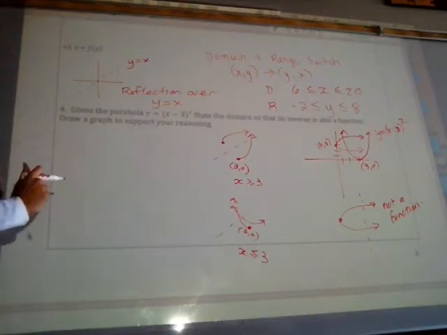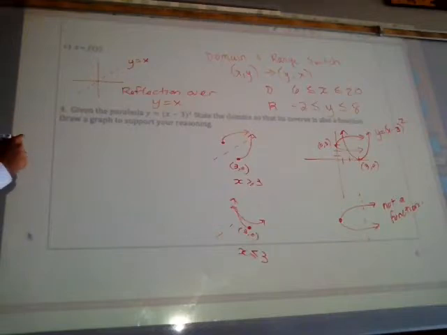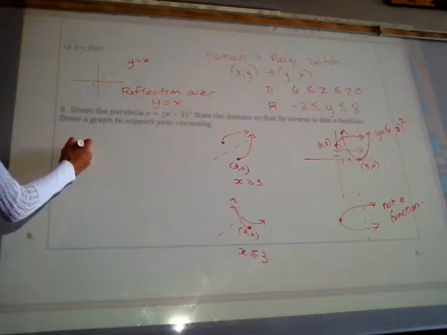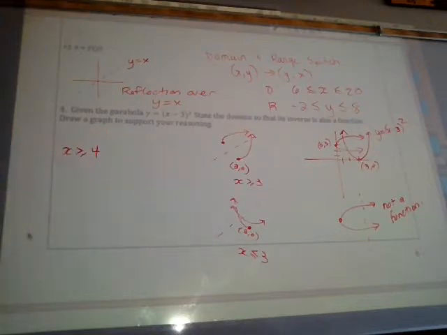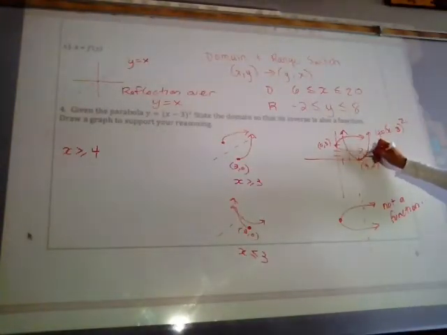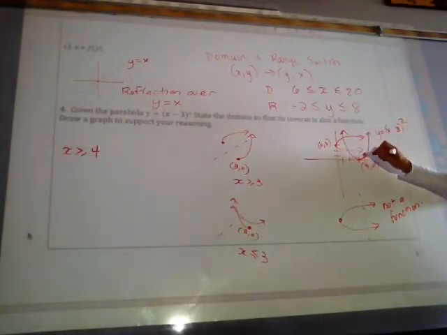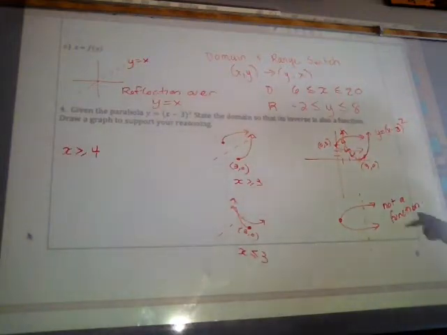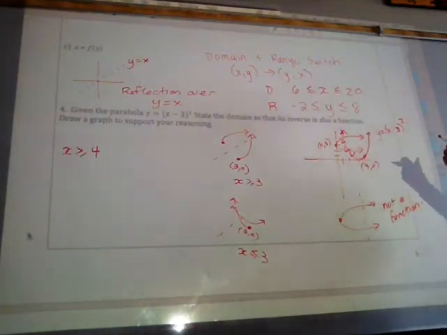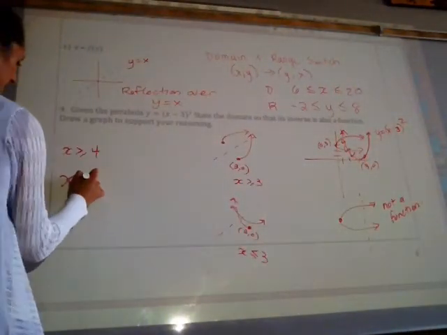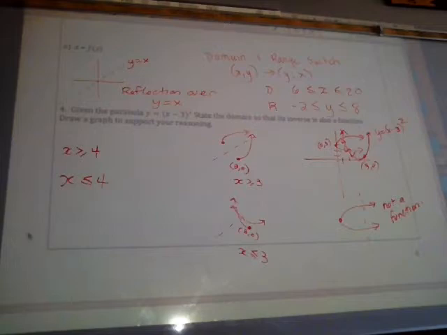I might just put an option here. What if one of your multiple choice question options were x is greater than or equal to 4? Could that be a potential solution? It can. Because what it's doing is it's taking this piece from the parabola and leaving out all of that. So if you take the inverse of that piece, will it be a function? Yes. But would x is smaller than or equal to 4 be an option?